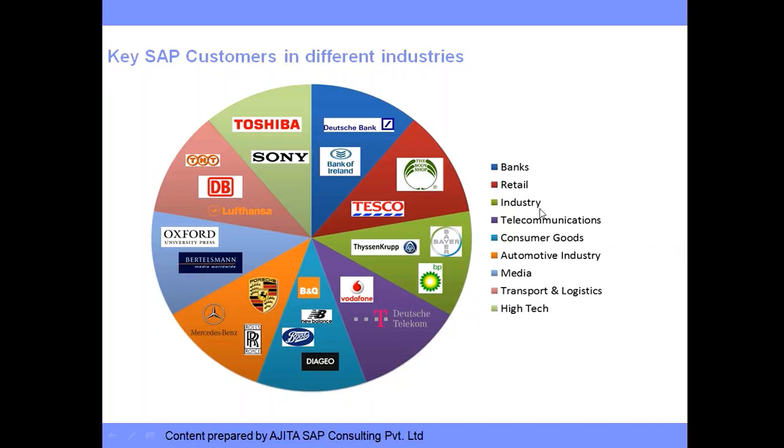In the industry, you have ThyssenKrupp, you have Bayer. And then in telecommunications, Vodafone is there, Deutsche Telekom is there. In consumer goods, you have all these companies. In the automotive industry, you have Porsche, Mercedes-Benz, and Rolls-Royce. They're all using SAP. And then you have media, transport and logistics, and high tech. So they're all using SAP.